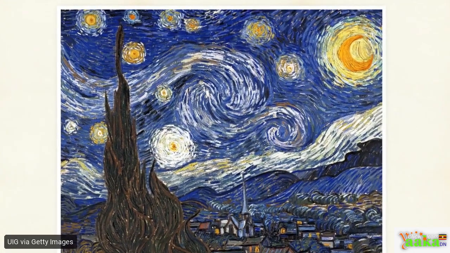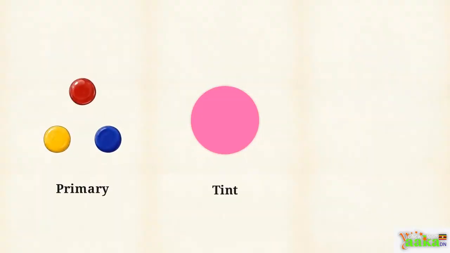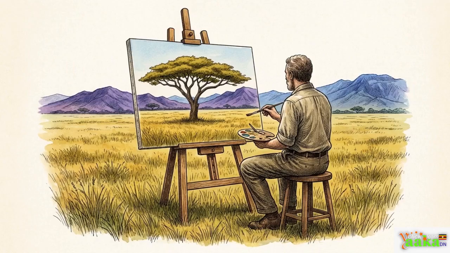Color is the emotional and physical voice of a painting. By mastering the primary wheel, tinting for light, shading for depth, and using temperature to organize space, you have the exact formula needed to paint the world around you.